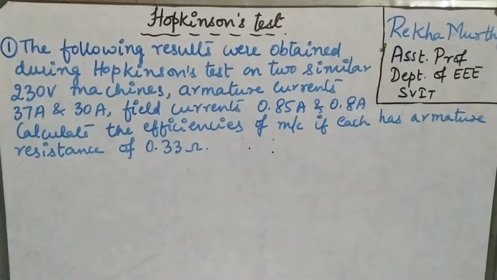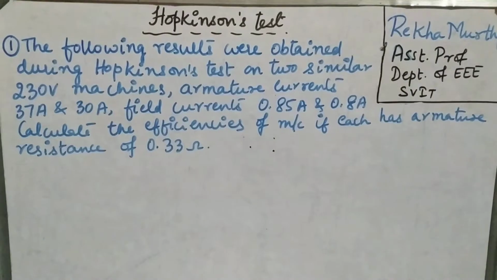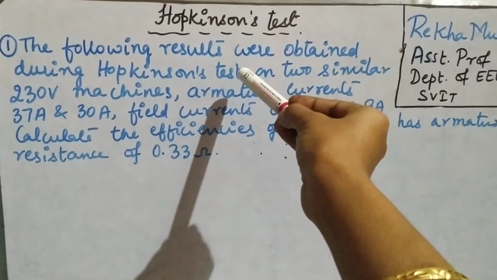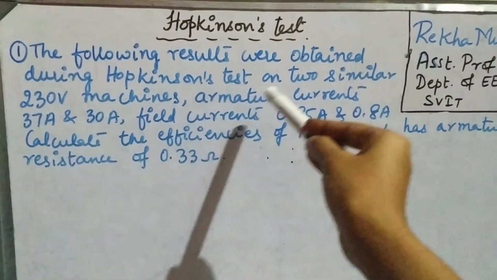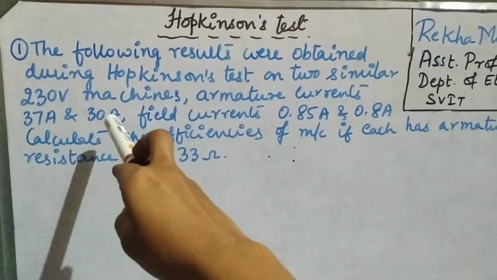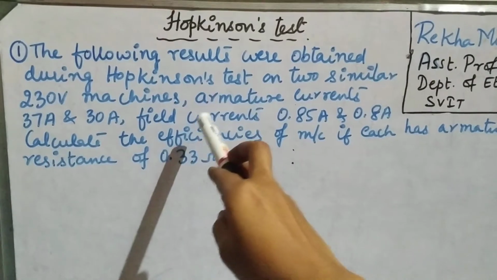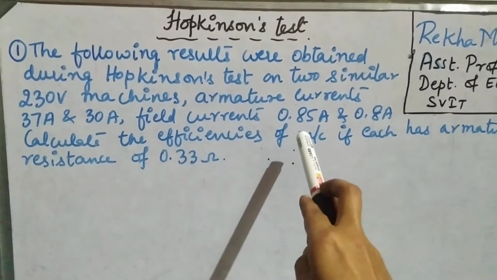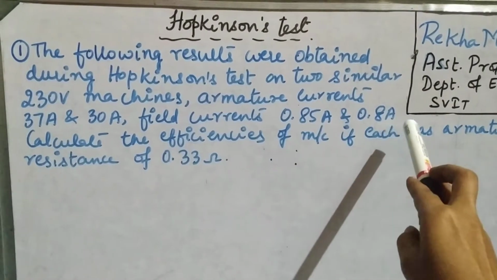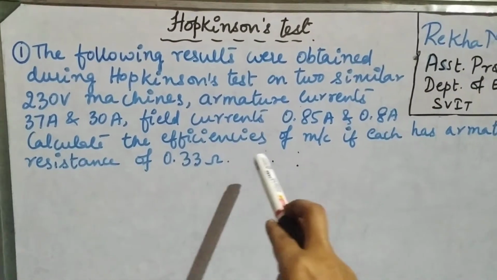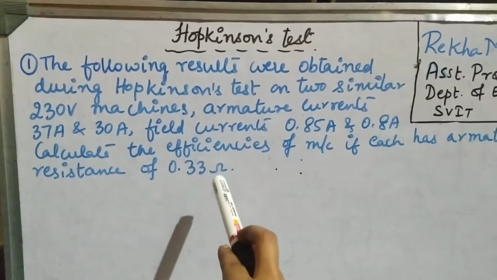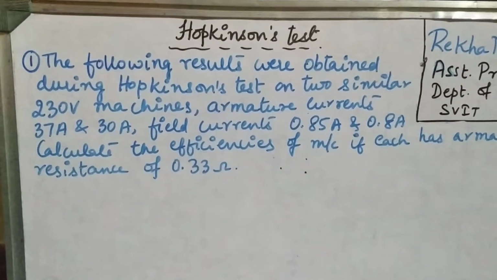Today I am here to discuss the problem based on the Hopkinson's test. The problem is: the following results were obtained during a Hopkinson's test on two similar 230 volt machines. Armature currents are 37 ampere and 30 ampere. Field currents are 0.85 ampere and 0.8 amps. Calculate the efficiencies of the machines if each has an armature resistance of 0.33 ohm.